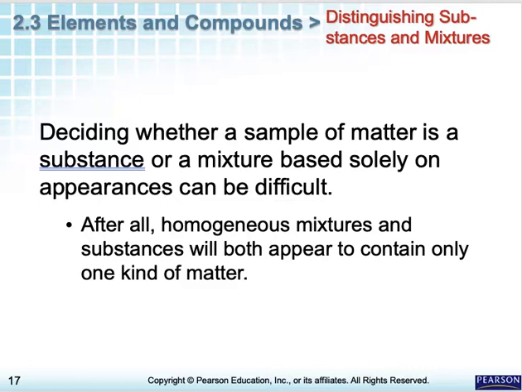Deciding whether a sample of matter is a substance or a mixture based solely on appearance can sometimes be difficult. Something like homogenized milk, it says it's homogenized, but it's actually a mixture, and it can appear to be only one kind of matter. But we know that milk has a number of different components.